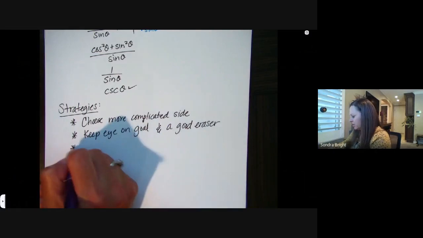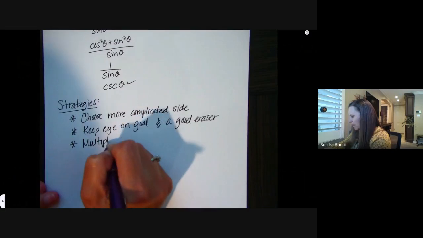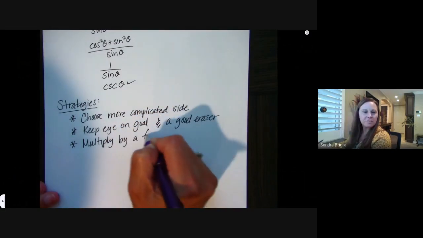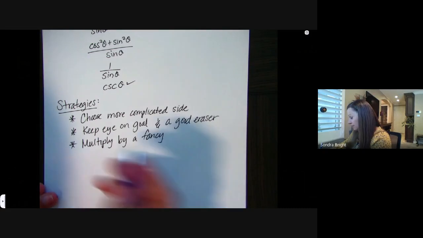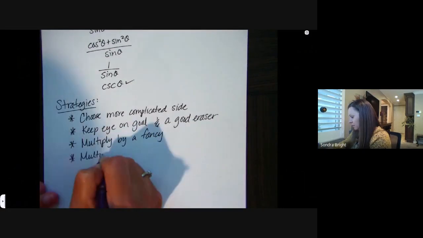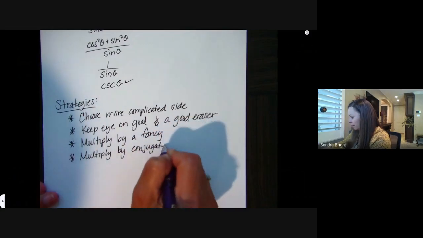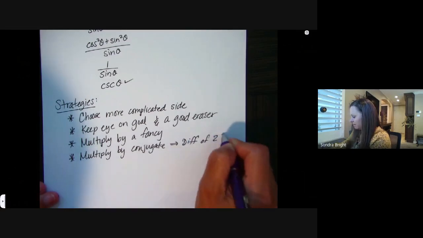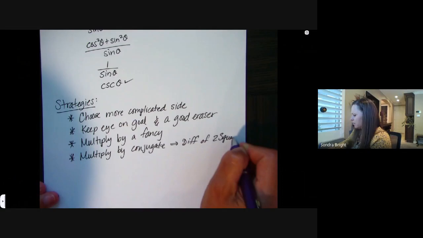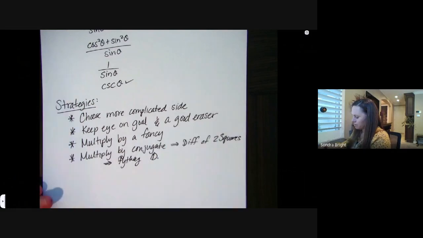Some other strategies I used, I multiplied by a fancy 1. That was when I multiplied the top and bottom of a fraction by the same value. You can do that. You might want to multiply by the conjugate, which will get you the difference of 2 squares, which might end up being a Pythagorean identity. That's the only reason why you would want to do it, if you can get the Pythagorean identity by multiplying by the conjugate.